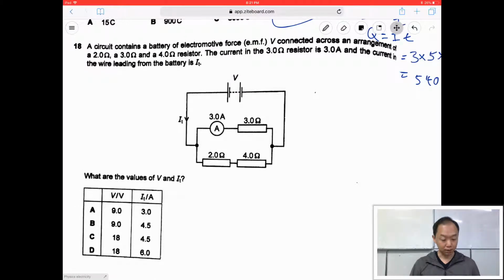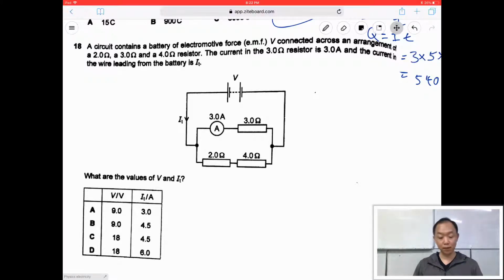Okay, what are the values of V and IT? So this particular question has got parallel. What does this mean? This means you will need to use the 6 formulas. Alright, so the circuit contains a battery of EMF V connected with arrangement of 2, 3, 4 resistor. Whoa, looks nasty. So the current is 3 and the current in the wire is IT. What are the values of V and IT?